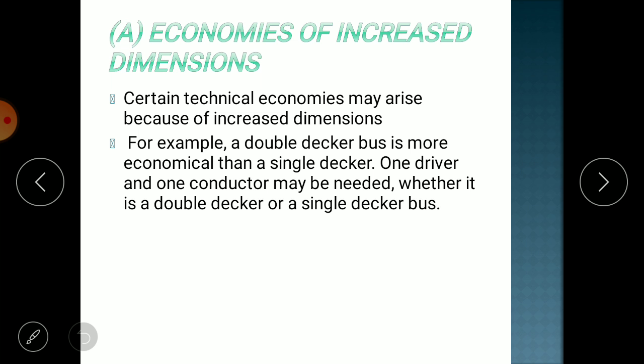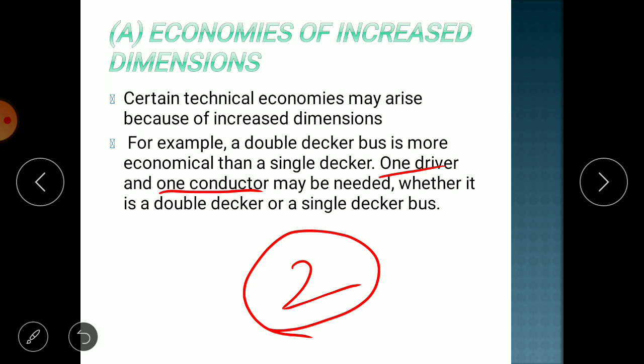Getting it? But what is the benefit? Only one driver and one conductor is needed. So salary required to be paid is of only one driver and one conductor. If you go for a single decker, then you must have to go for 2 buses, and the task of 2 buses can be done by a double decker bus, whereas you are saving the salary of one driver and one conductor. So that is what economies of increased dimension.